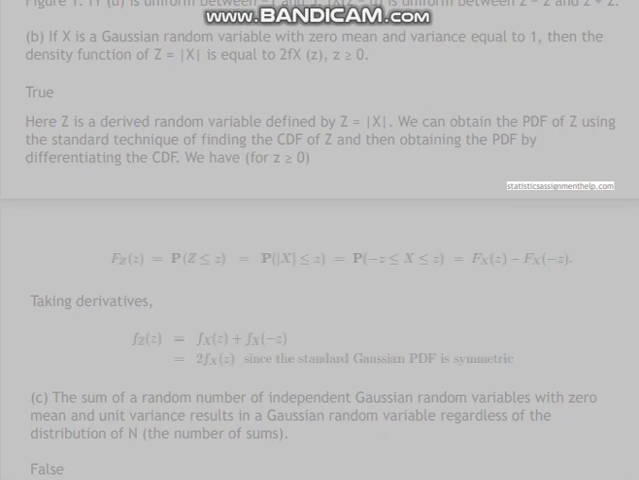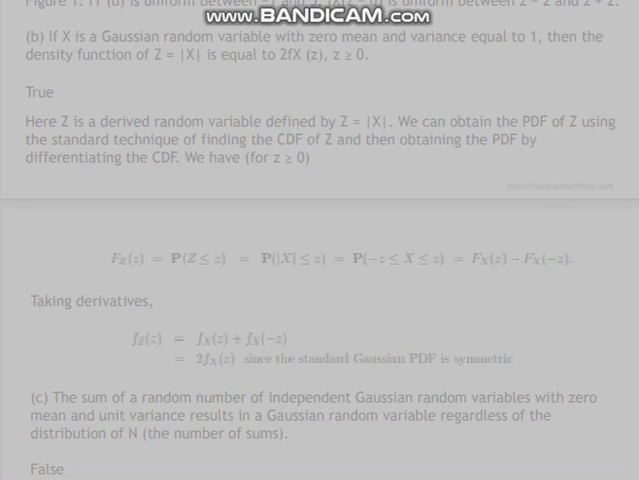Taking derivatives. C. The sum of a random number of independent Gaussian random variables with 0 mean and unit variance results in a Gaussian random variable regardless of the distribution of n, the number of sums.